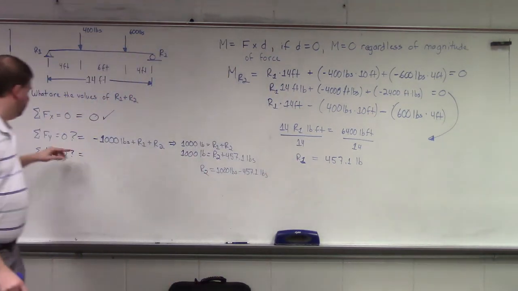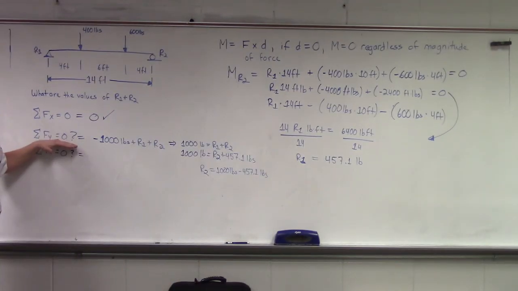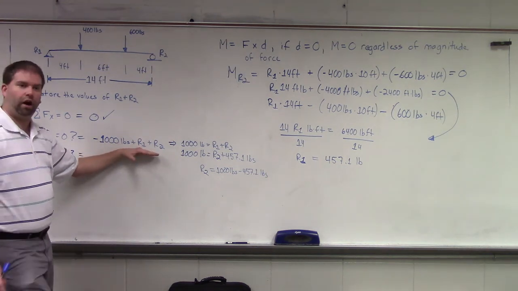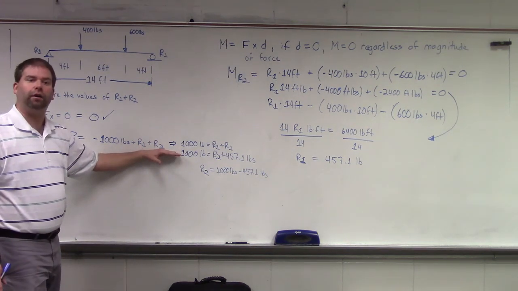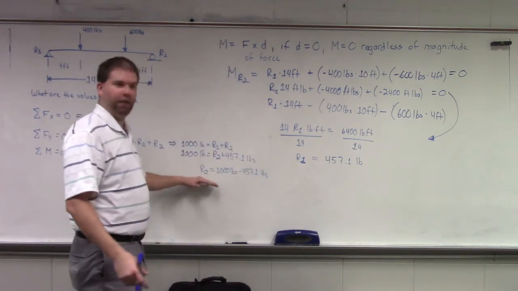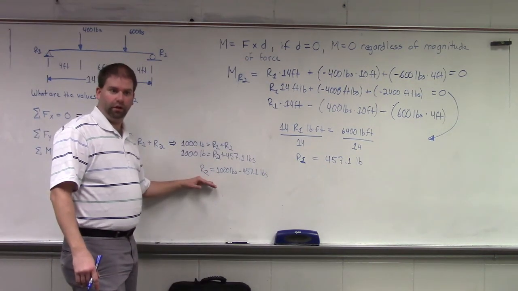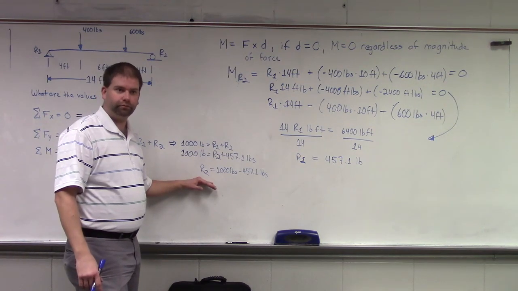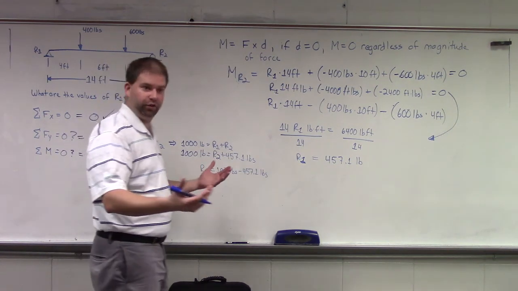Once we got done here, we can go to our force in the vertical direction, because here we know that R1 plus R2 equals 1,000 pounds. Here we were able to determine R1, so now it's simple solving for the force in Y. But what about your moments? We can solve that as well.